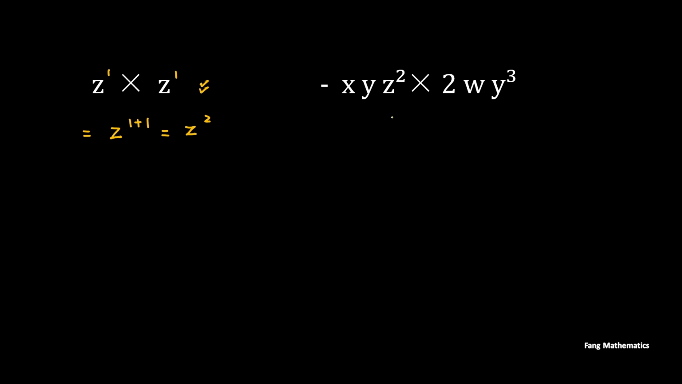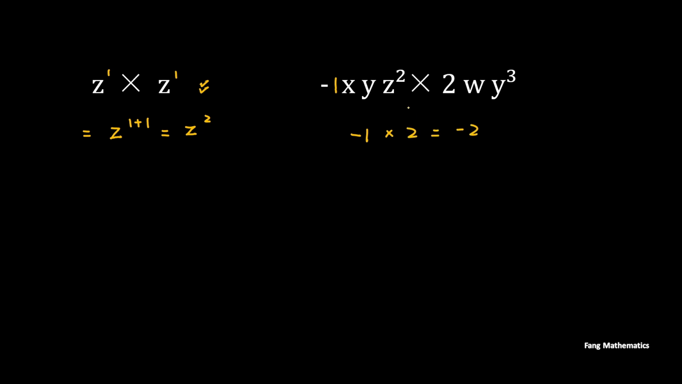The last example we have is this complicated one. In this case, we separate the numbers and the variables. Let's look at the numbers. You have a minus sign. Remember that with a minus sign there is an invisible 1. So let's extract the numbers. Minus 1 times 2 gives you minus 2.